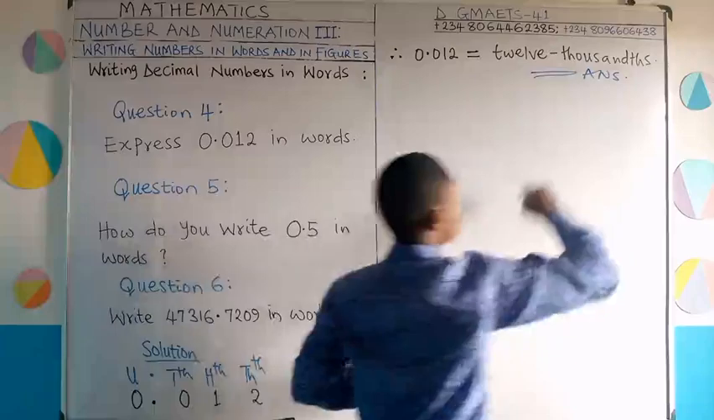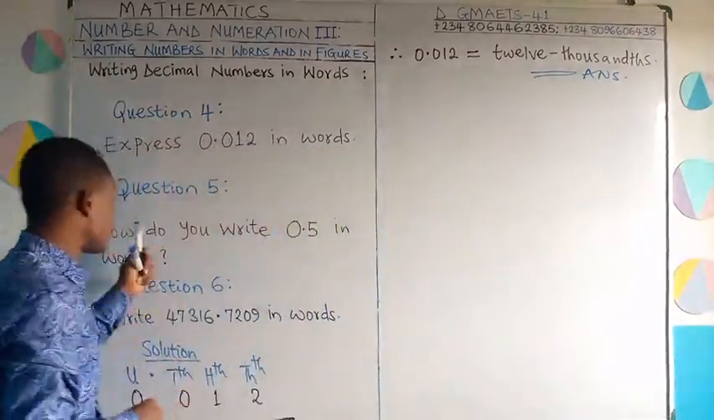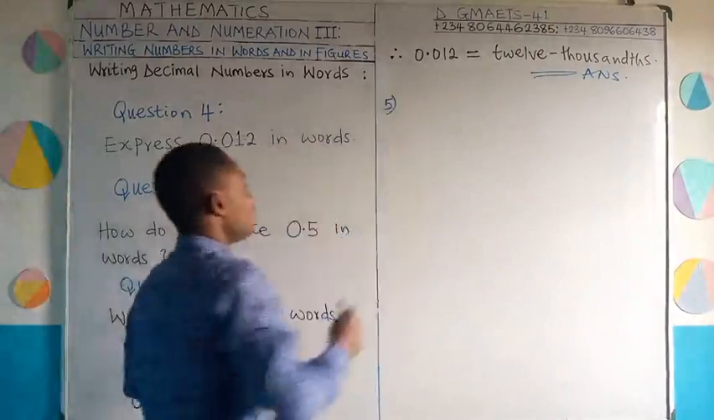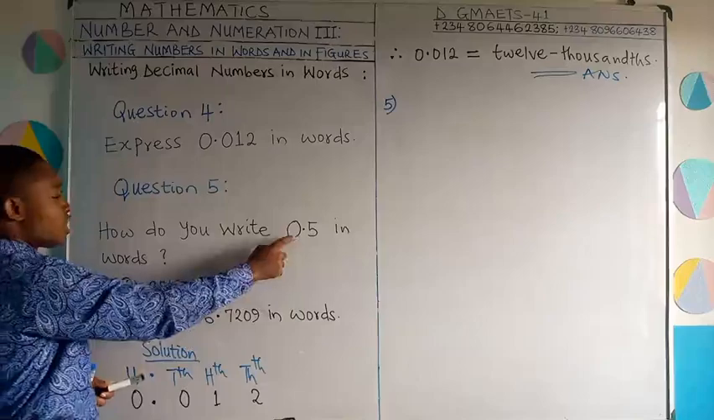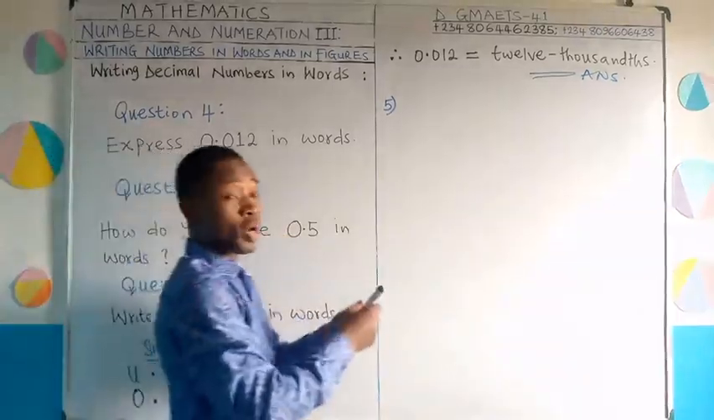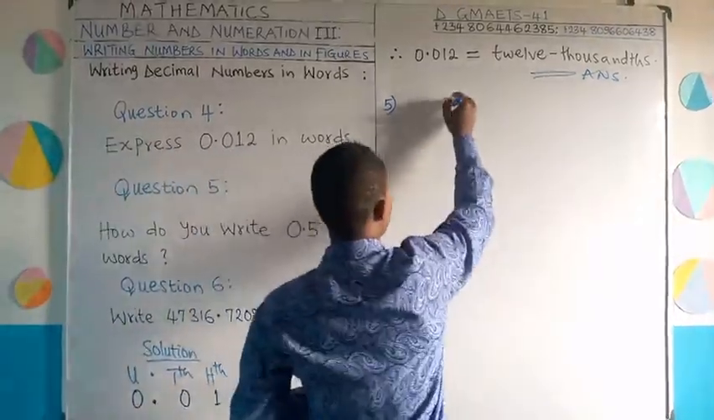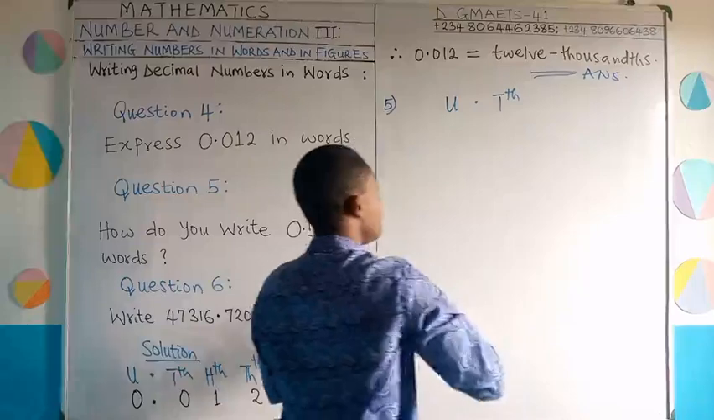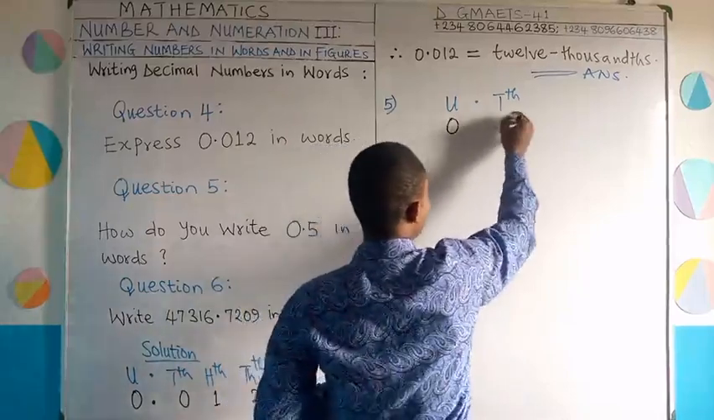Now this will take us to solution question number 5. So we have our 5 there. Let's see the number given to us, 0.5. We should write it in words. In 0.5, you notice that the place value is simply units and tenths. The unit digit is 0. The tenth digit is 5.